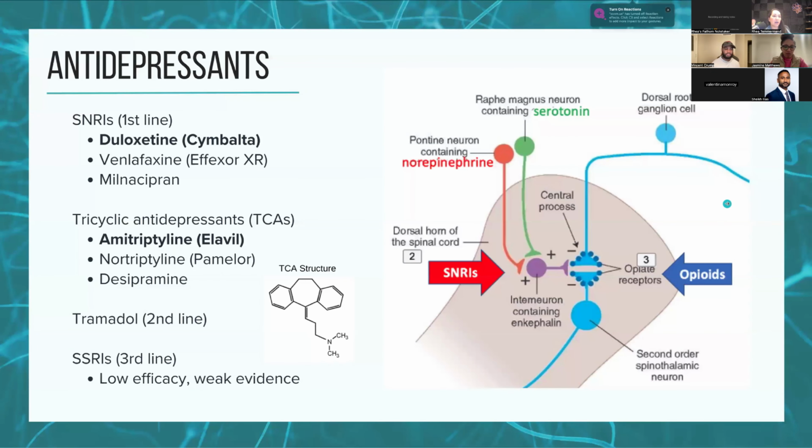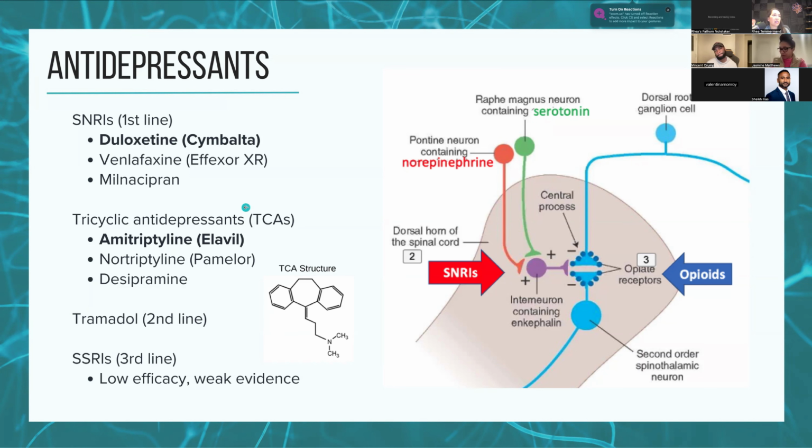Antidepressants. We talked about how SNRIs work. We have SSRIs and SNRIs. SSRIs don't really work. We really need the norepinephrine component, so it has to be SNRIs that work because we need to hit both of them. It can't just be the serotonin.